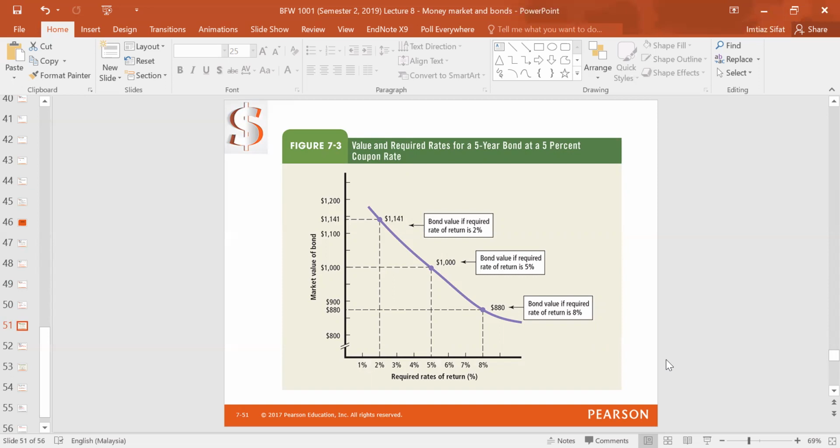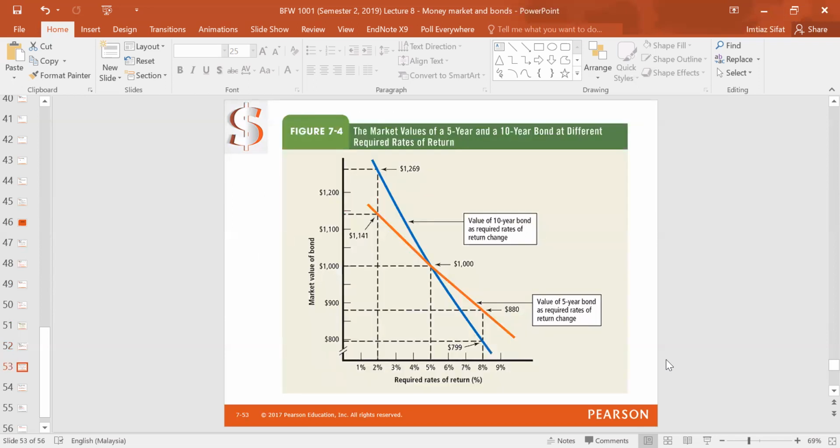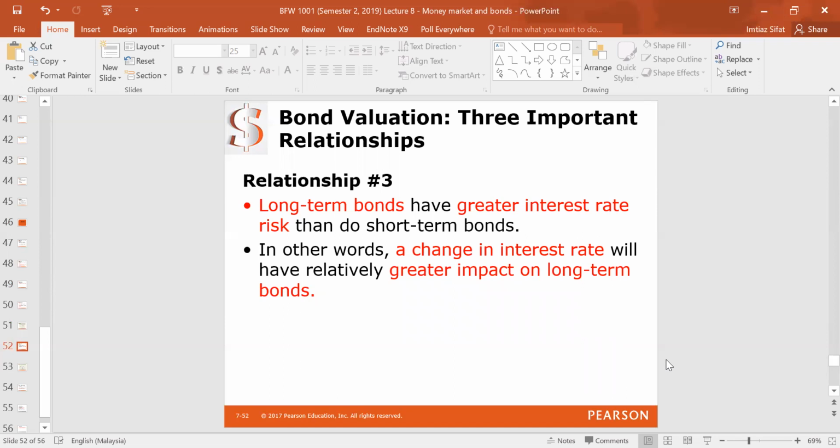And now the relationship number 3. Longer-term bonds have greater interest rate risk. So that means the longer the bond, the more risky it is. That is because with a longer time to maturity there are more chances that things can go wrong. Interest rates can change. The probability that the company or the bond issuer would get into trouble and may not be able to honor their obligations also increases.